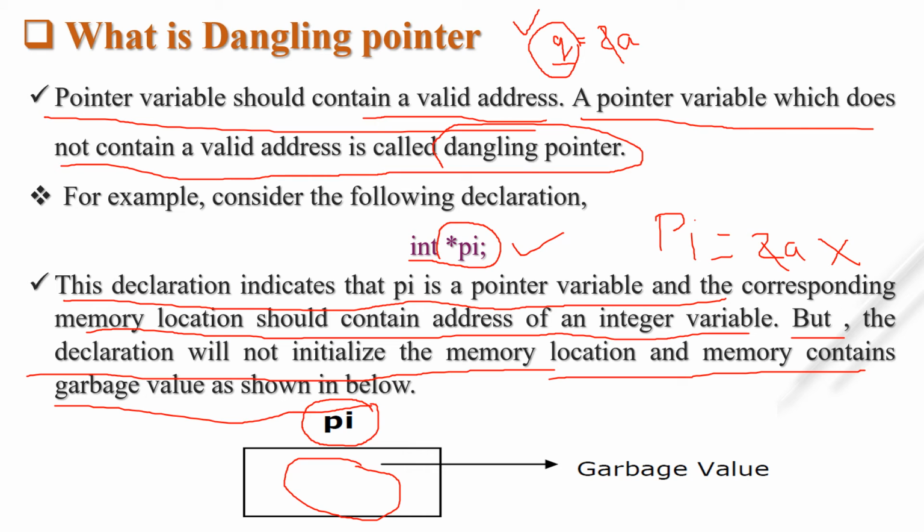It must be initialized with the address of another variable. Then and only then can we say that particular pi is a pointer. But if it does not contain any address and we simply declare the pointer, then it is known as a dangling pointer.